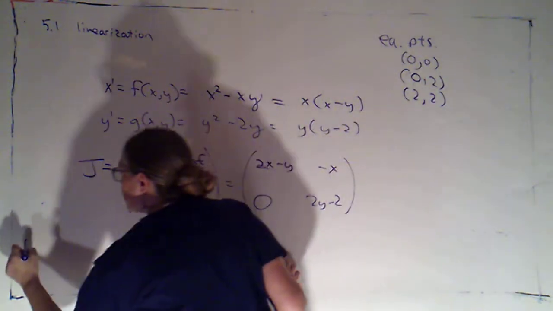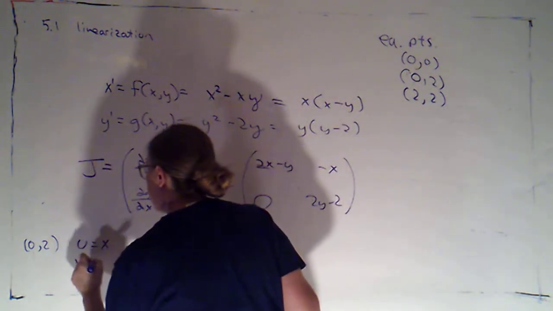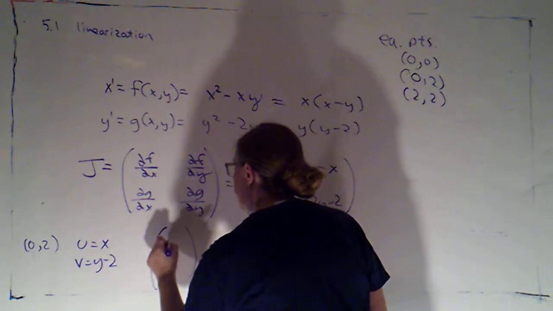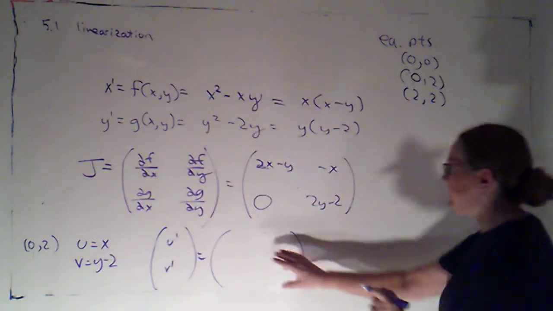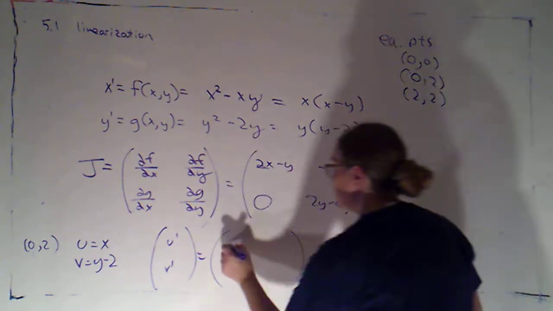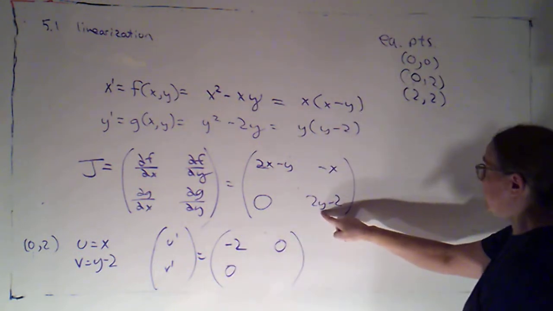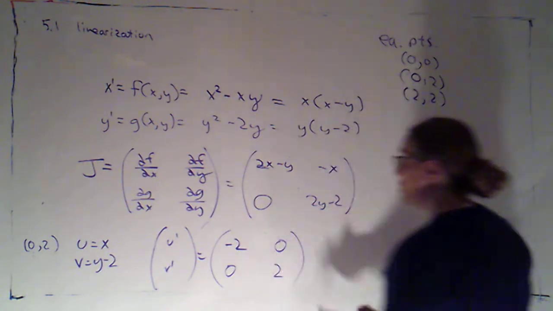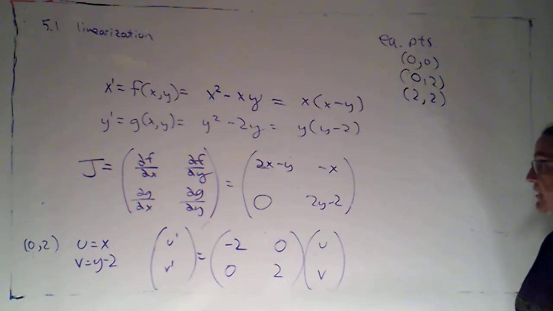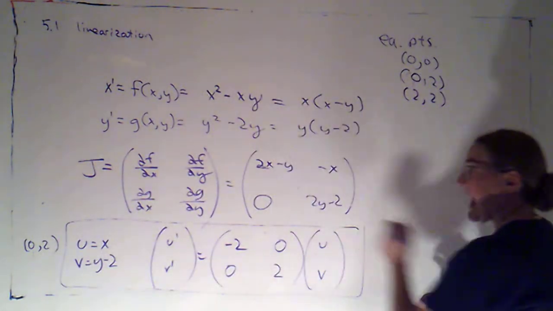If I wanted to look at 0, 2, then u would be x minus 0, and v would be y minus 2. And my system would be u prime, v prime equals this matrix, but with 0, 2 plugged in. So I'd get 0 minus 2 is negative 2. I'd get 0, 0. Let's see, y is 2, so 2 times 2 is 4, minus 2 is 2, times u, v. So this is my linearized system. All of this that I have right here.